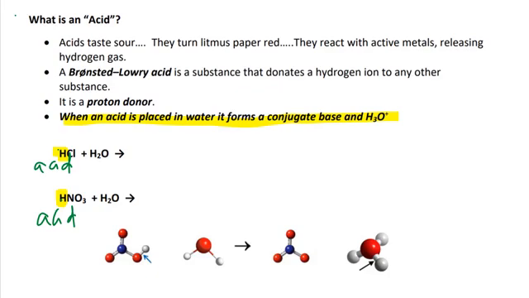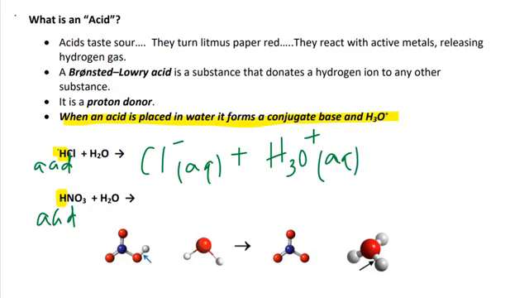So I'm going to have my Cl minus, my chlorine surrounded by water, plus my H2O is going to grab that other H, so I'm going to have H3O plus, aqueous. And so here we go. There's an example: I'm going to have my H3O plus, and if this is my acid, it's going to form that conjugate base. So this is my conjugate base.